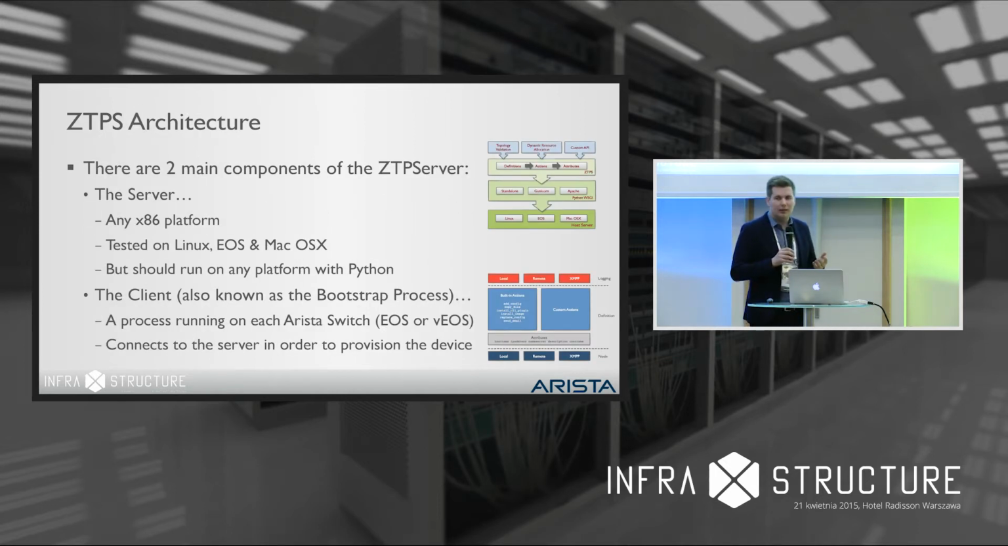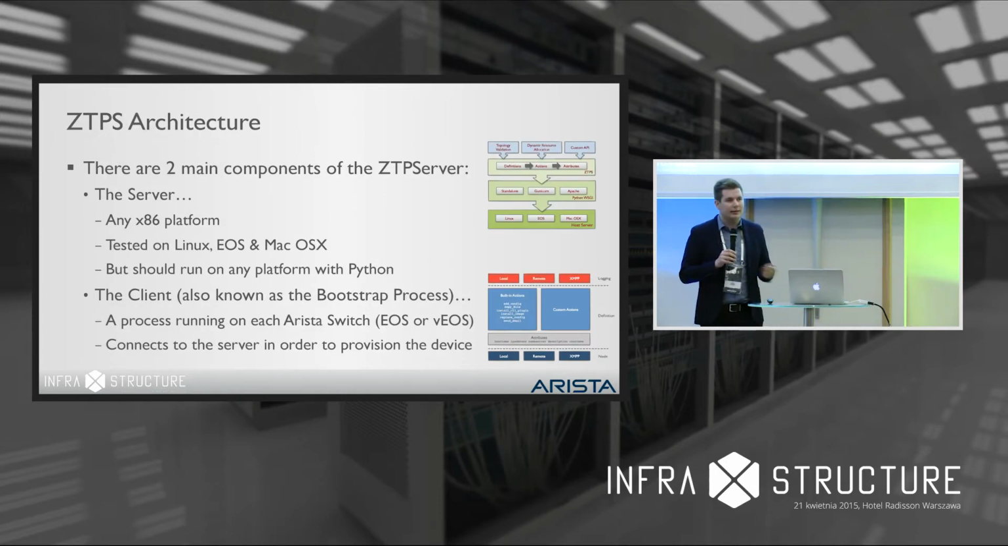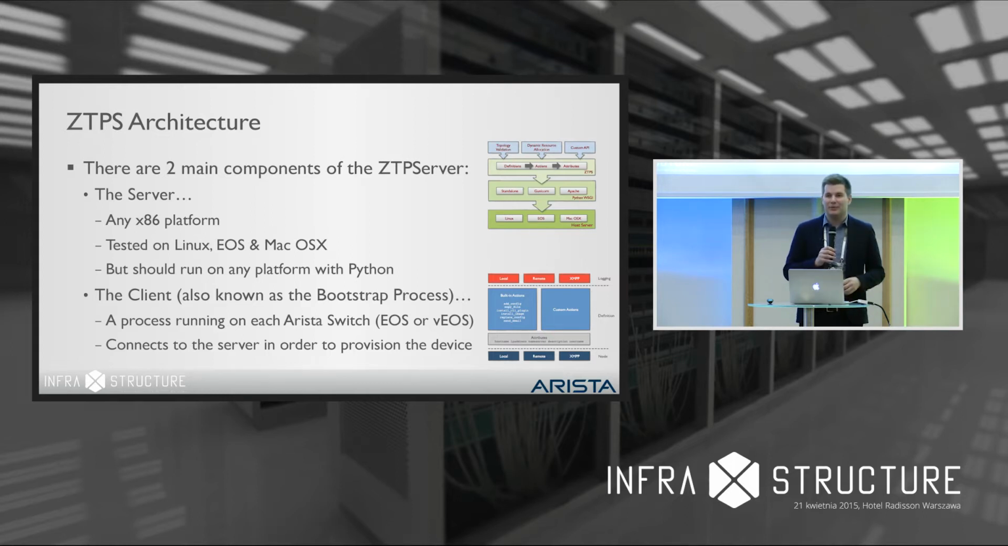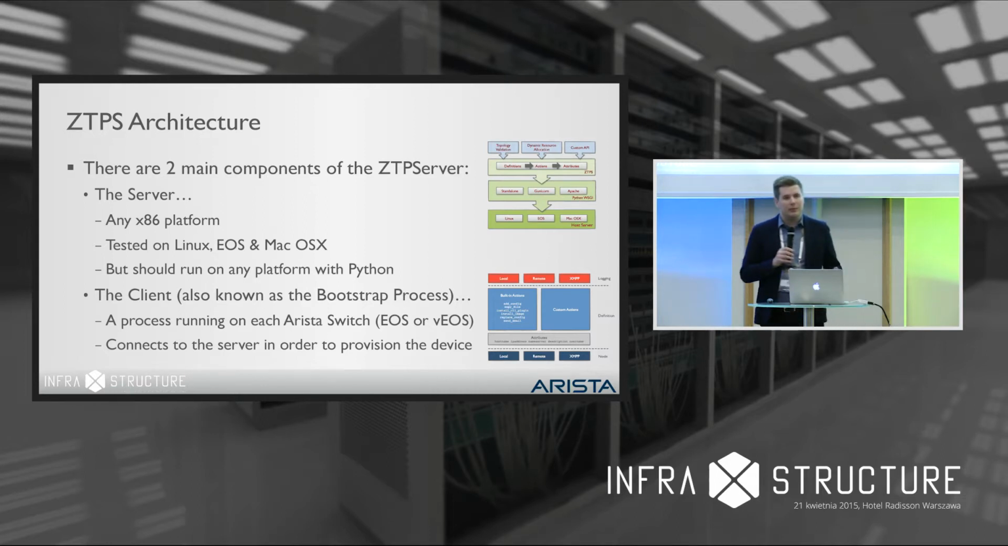How does it look? Well, it's really split into two parts. It's a client and server operation. So you can think of your network devices, switches, as a client, and they're connecting to this server. On the server, it is a very simple application in that respect. You can run it on any x86 machine. You can run it as a VM. And that will then communicate with the ZTP process on the network switch.